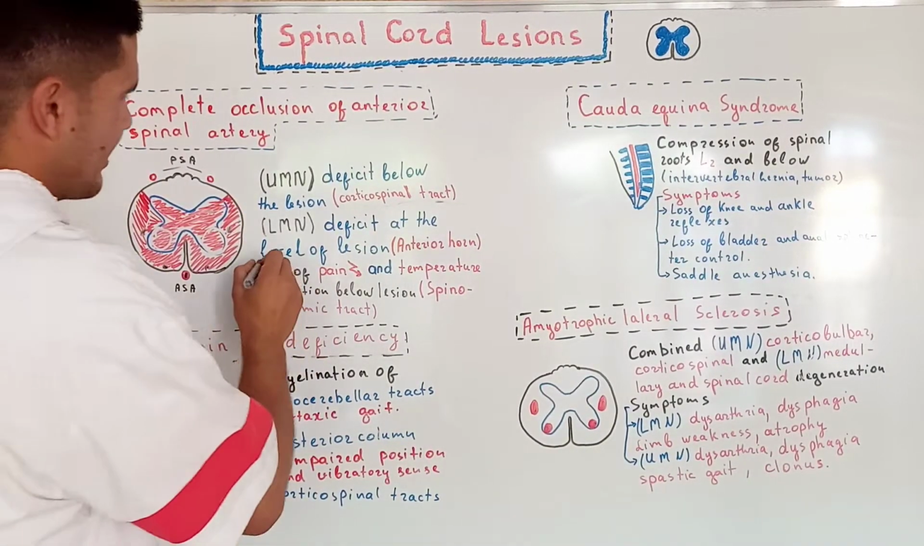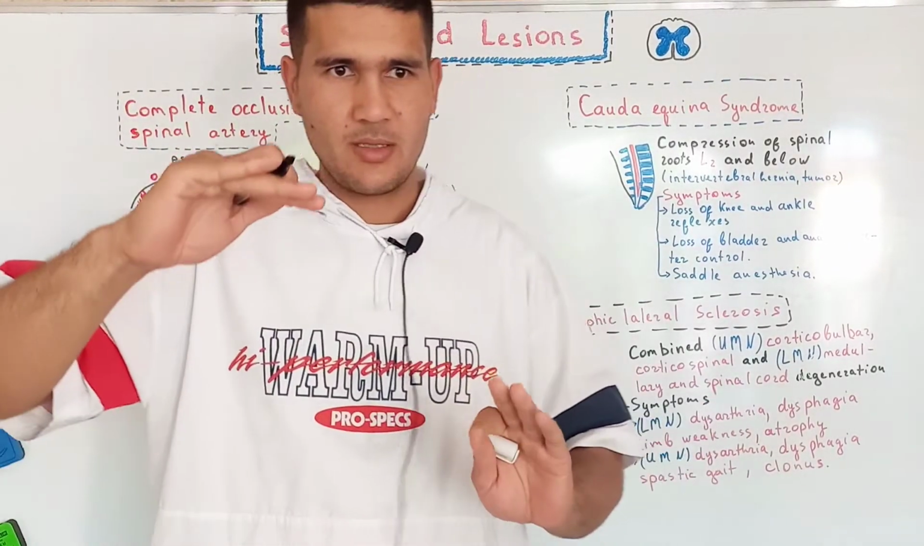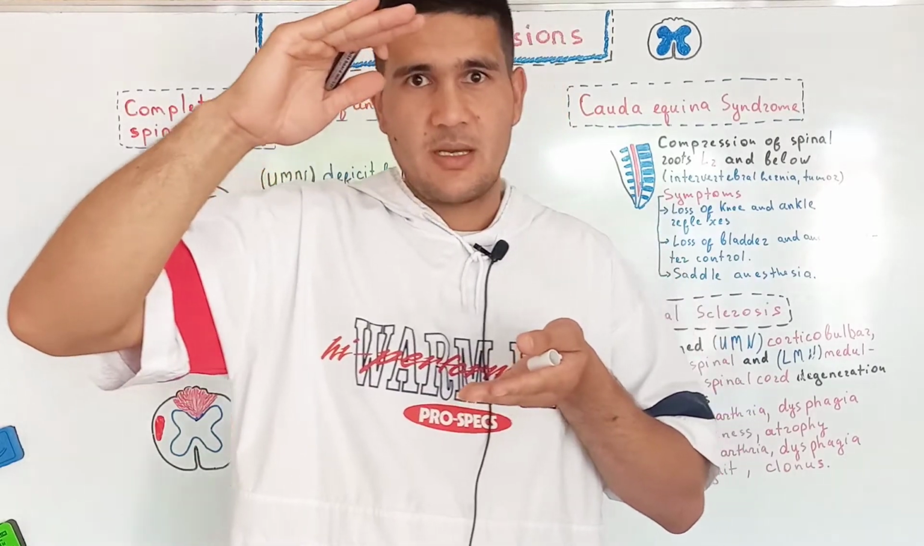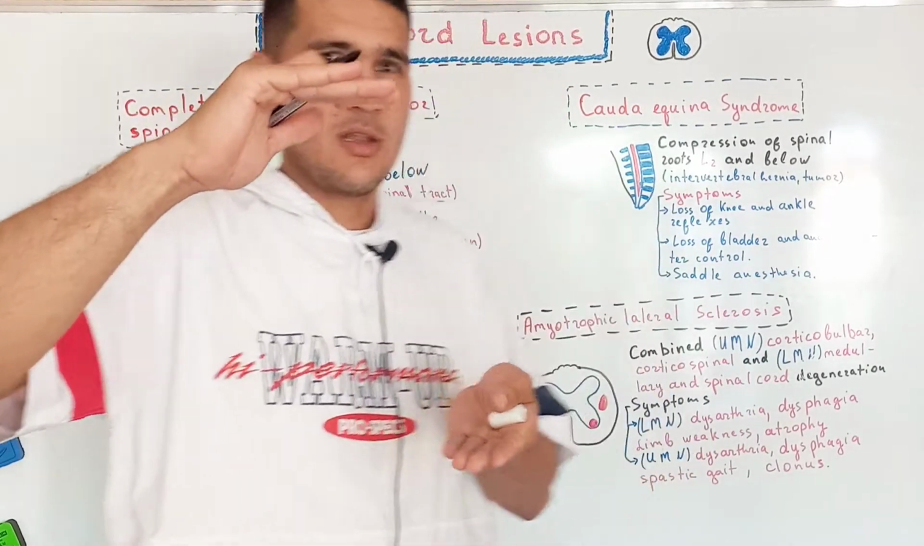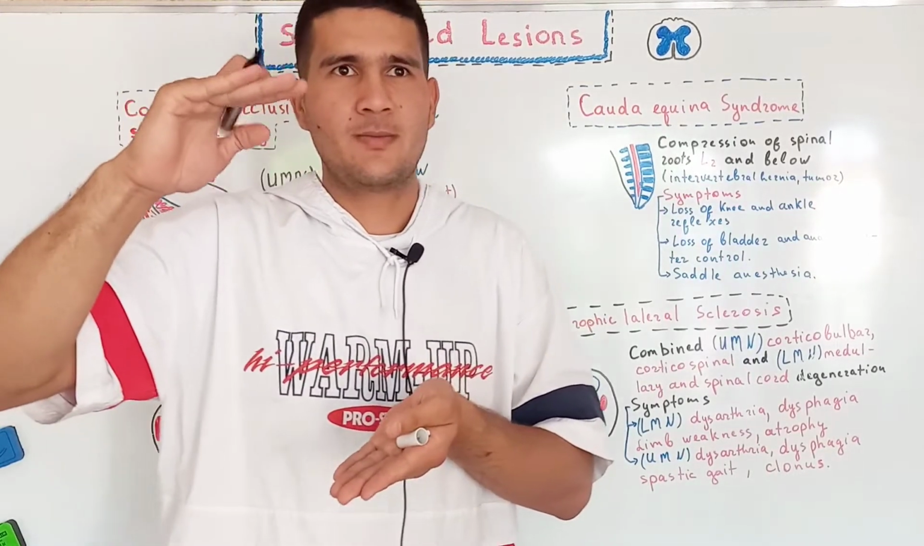It can be analyzed by looking at the level of the lesion. If the lesion is between thoracic 7 and lumbar 2, this lower motor neuron deficit can be seen only in this part, not anywhere else.